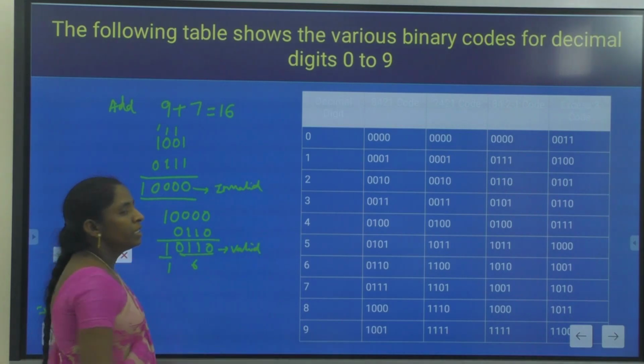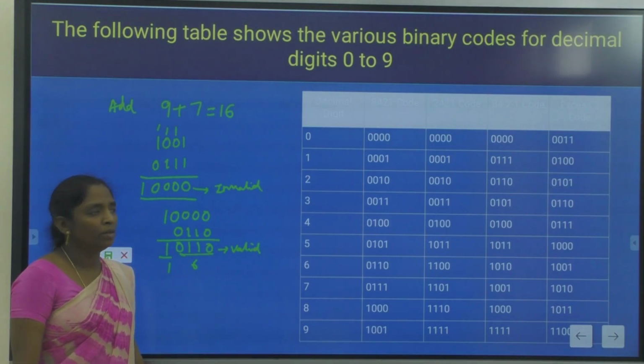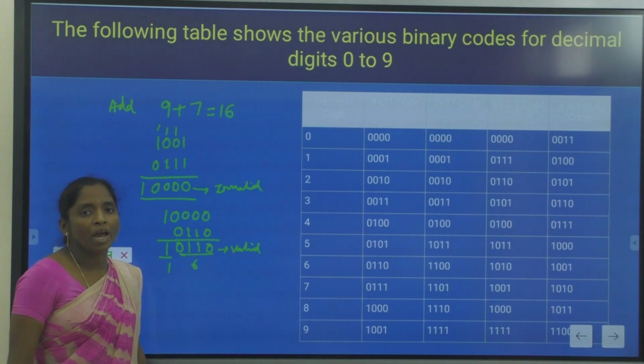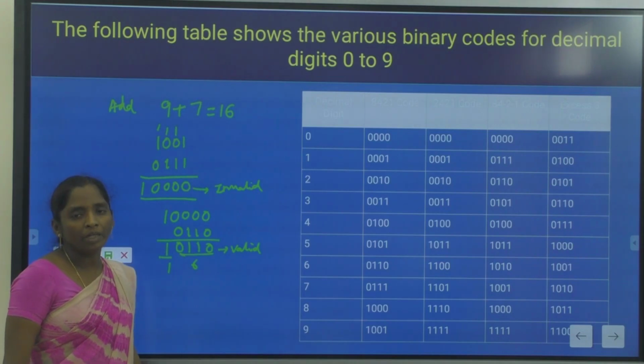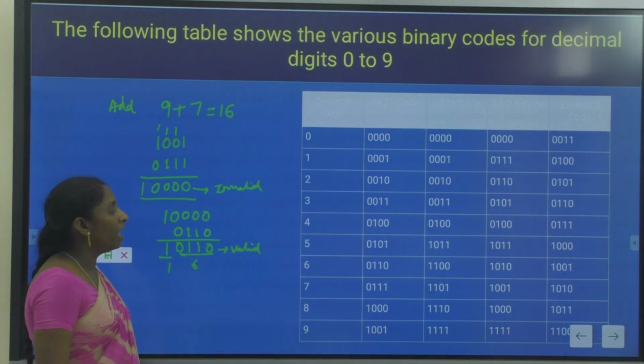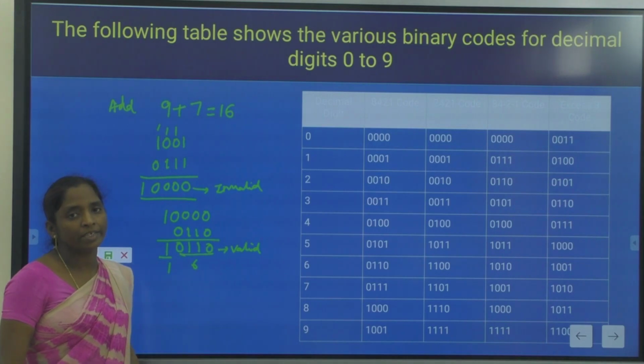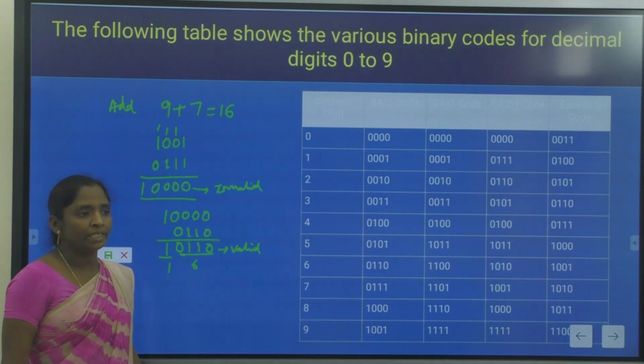While we are adding two BCD numbers, we have different conditions. One is the sum is equal to or less than 9 with carry 0. In the second case, the sum is greater than 9 with carry 0. And in the third condition, the sum is less than or equal to 9 with carry 1. So in all these cases, in the first case, if the sum is less than or equal to 9 with carry 0, no correction is required.